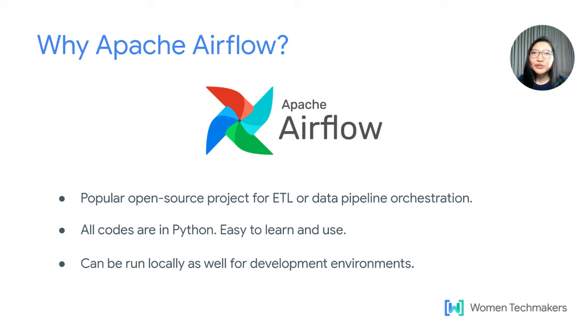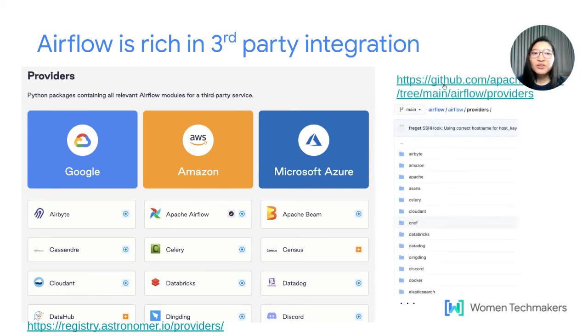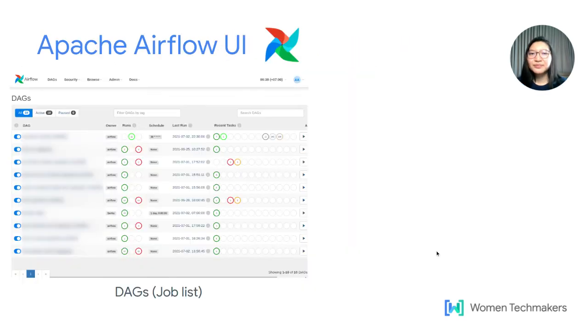It has got 22,000 stars on GitHub as of today. Airflow is rich in third-party integration. It uses the word providers, which means packages to connect to other services. Not only Google Cloud, but also Amazon AWS, Microsoft Azure, and many more. You can check all of this on GitHub, in the providers folder, and you can see all the integrations that Airflow can connect to.